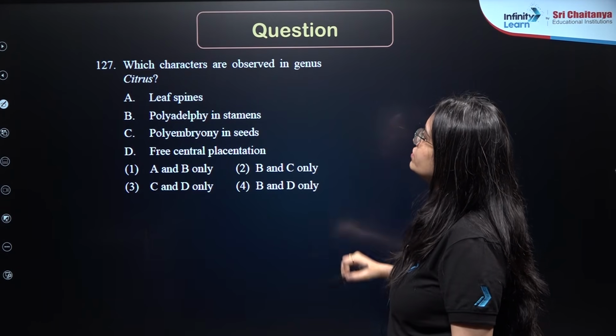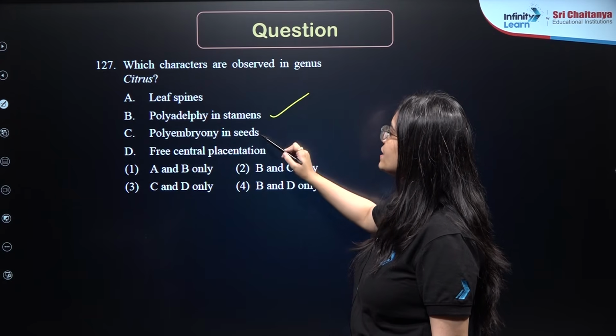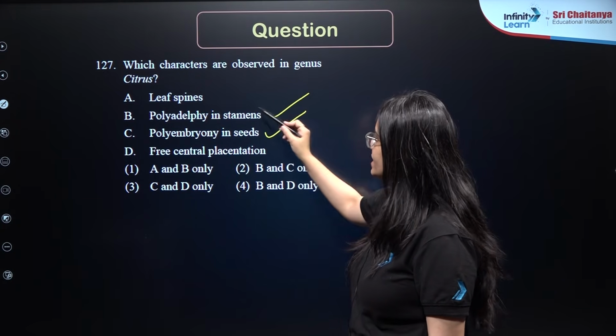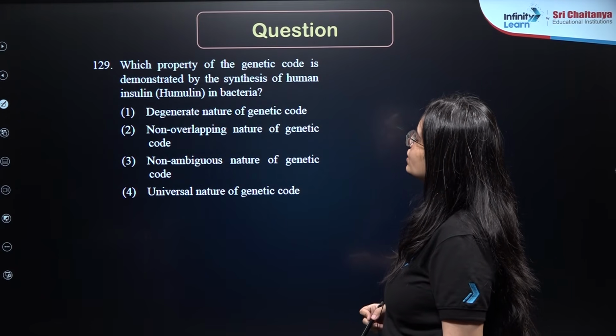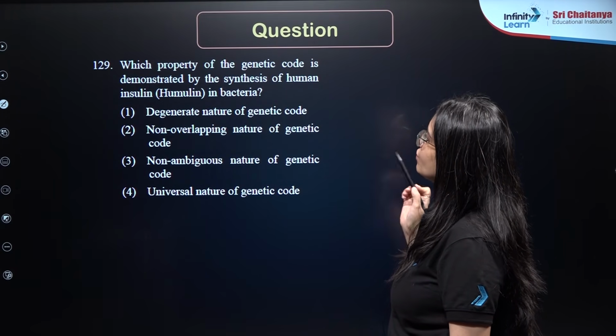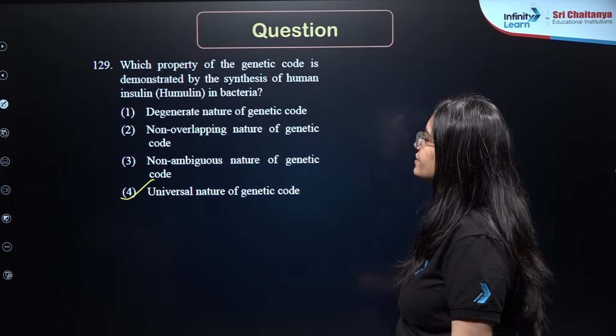Which characters are observed in genus Citrus? In citrus you can see polyadelphous stamens and polyembryonic seeds. So B and C only. 2 is your right answer. Which property of genetic code is demonstrated by synthesis of human insulin? It has to be universal nature of genetic code. 4 is your right answer.